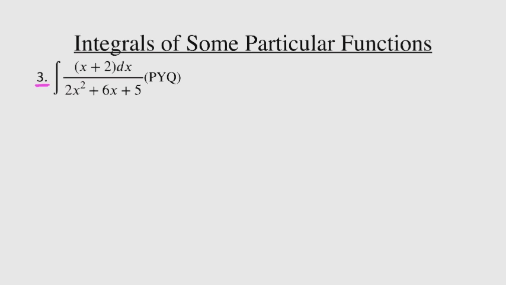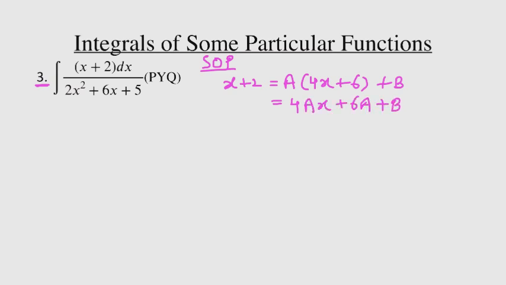In such situations, there is a standard operating procedure I call SOP, and that SOP is we are going to write down the numerator polynomial as capital A into the derivative of the denominator. I am writing the derivative here directly, plus B. And by writing this and comparing the left and the right hand side coefficients of x and the constant term, we are going to get the values of A and B. Now when we compare, we get 4A equal to 1, that will give me A as 1 by 4. Then we will get 6A plus B equal to 2.